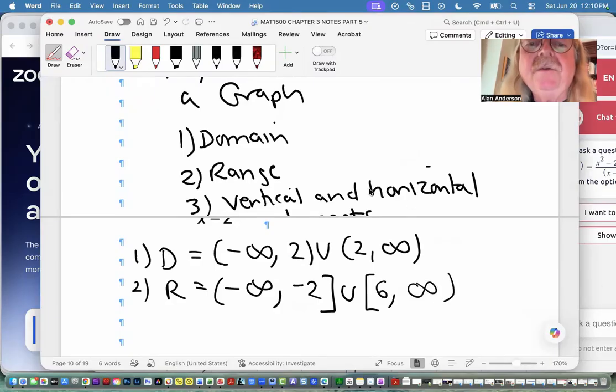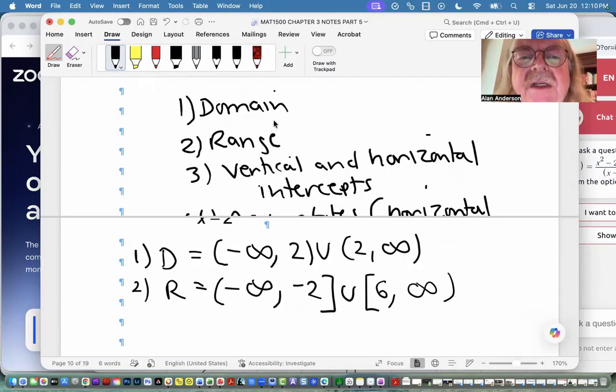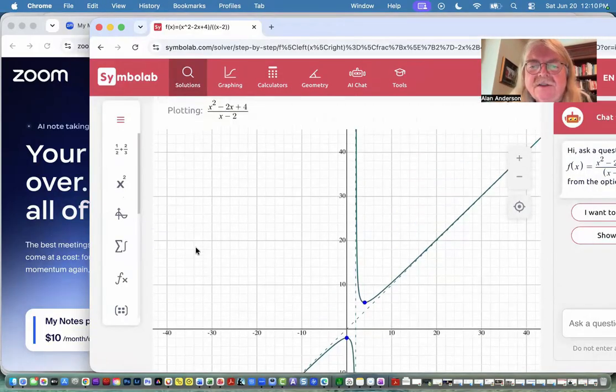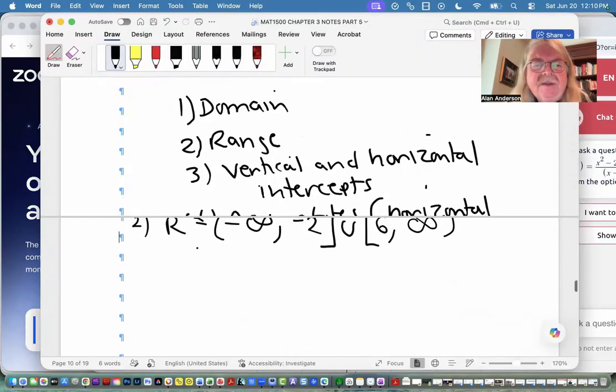Now, of course, it would be helpful if we knew where those came from. We'll get to that in a bit. So then if we're interested, we can look for vertical and horizontal intercepts.